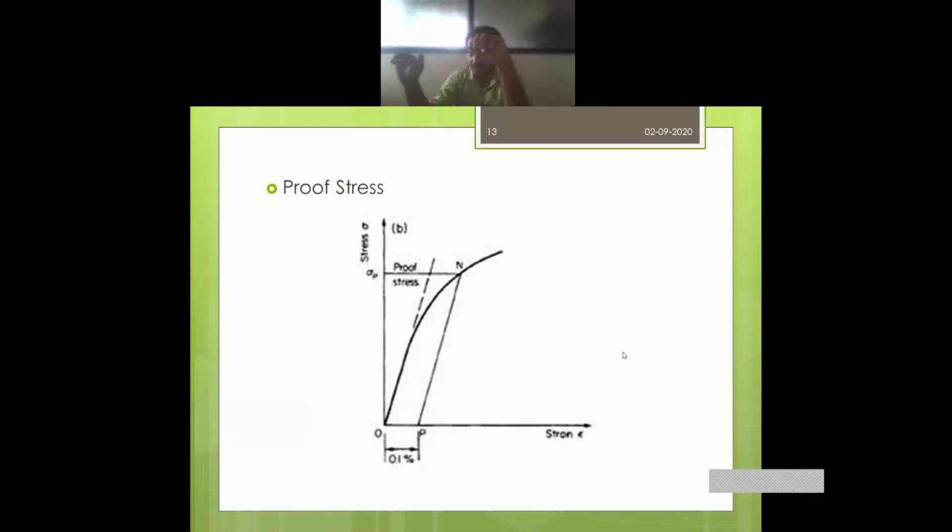So it is along this line. So it is in a straight line. So that is just normal stress.